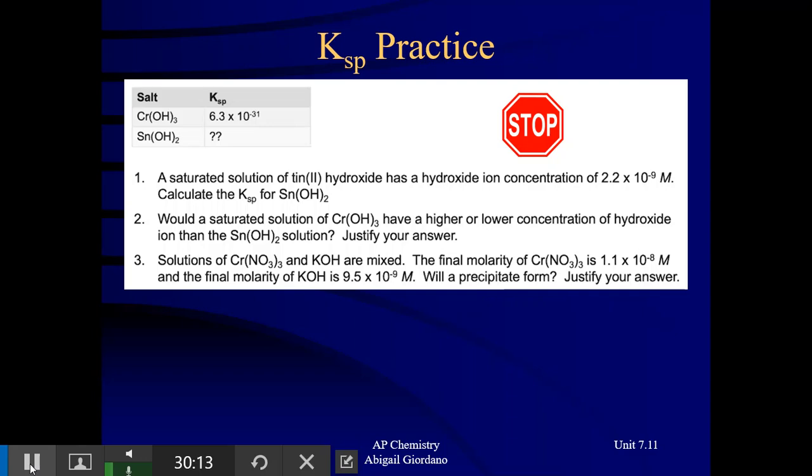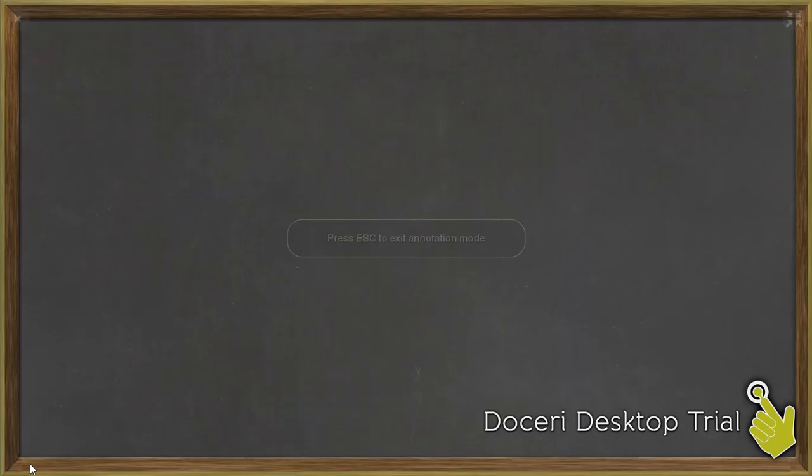All right, I know this was a lot, so let's take each question one at a time. The first question says, a saturated solution of tin 2 hydroxide has a hydroxide ion concentration of 2.2 times 10 to the negative 9th molar. Calculate the KSP. Well, I'm going to set this up just like all other KSP problems. I'm going to write out my reaction of how tin 2 hydroxide falls apart. I'm going to set up an ice table. Then let's go from there.